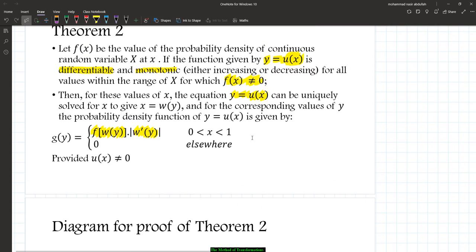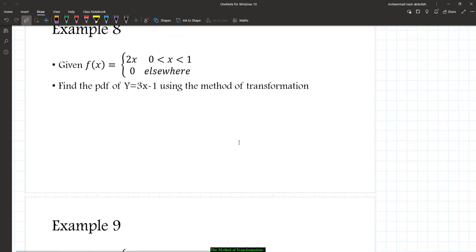So now, before we go to example number 8, to find a new probability distribution function in theorem number 2, it says f(w(y)) multiplied with the absolute value of the derivative of w(y). w(y) means the inverse solution, right? Later we will look at the definition of the inverse solution. So this is the function of a new probability distribution function, right?